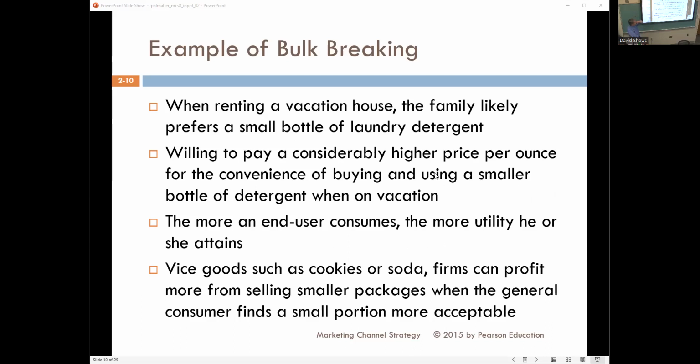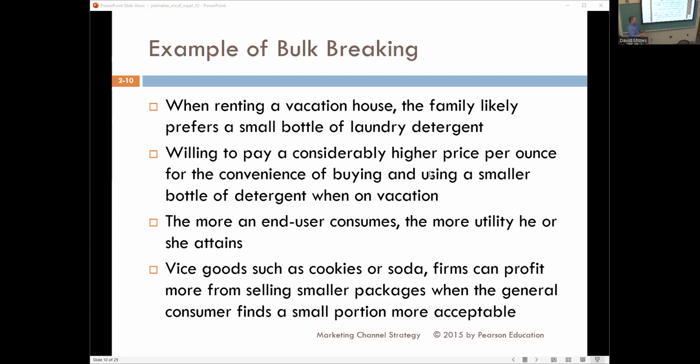So as it is, this is the one that I talked about. At a vacation house, you'll use a small bottle of laundry detergent. You're finding even now that the smart ones are providing 2 and 3 uses of laundry detergents so that you have them there when they come. And it's such an inexpensive thing.